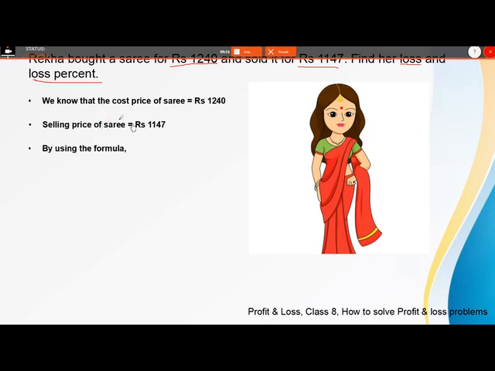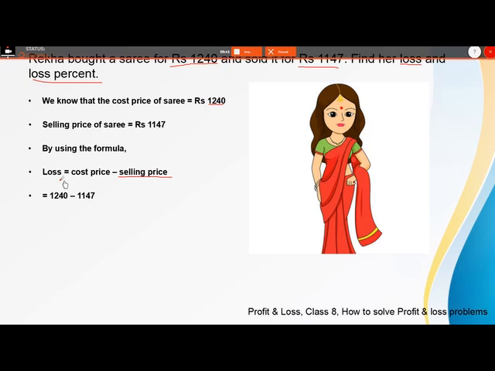So by using the formula, first let's find the loss. Definitely it is a loss. We have to find loss again. The loss is definitely whichever is big value, we have to minus the second value from it. So loss is equal to cost price minus selling price. So what's the cost price? 1240. So 1240 minus the selling price, which is 1147, then we will get the loss.